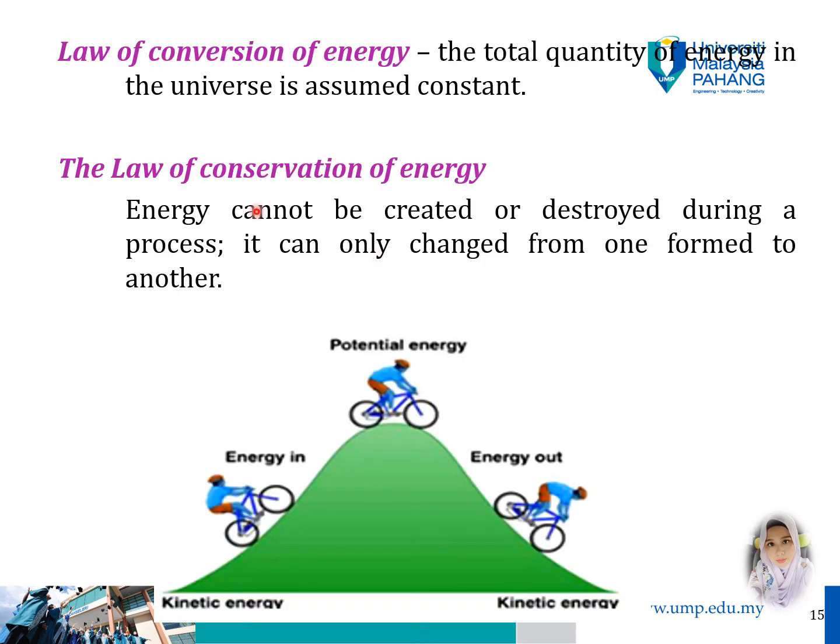According to the law of conservation of energy, energy cannot be created or destroyed during a process; it is only changed from one form to another form, and the total quantity of energy in the universe is assumed to be constant. For example, kinetic energy here is transferred to potential energy, and then finally to kinetic energy again, and the total energy is constant.